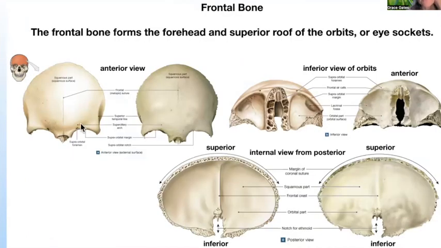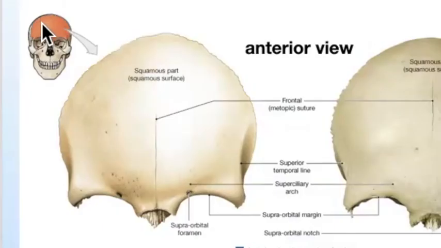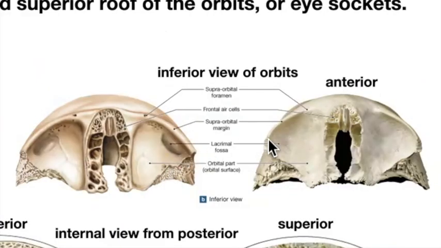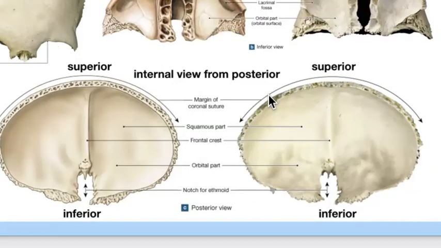The frontal bone forms the forehead and the superior roof of the orbits or eye sockets, and I have a lot of pictures here to help you learn what the frontal bone looks like. First, starting in the far left, in orange, the frontal bone is shown in its relation to the rest of the skull, and then we see it in an anterior view and in an inferior view of the orbits. So kind of peeking under what we saw in the anterior view and looking at the orbits. And then an internal view from the posterior, looking frontward and also at the interior view.